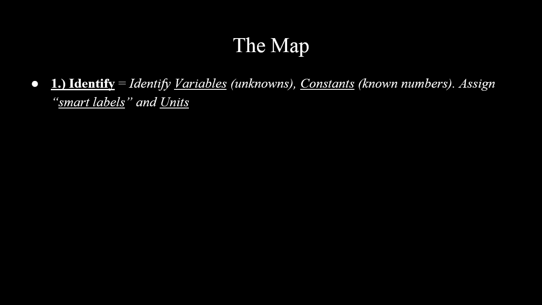And what are you identifying? All variables, which are your unknowns, constants, which are your known numbers, and you always want to give those variables a smart label. So for example, if we were talking about length, we might use the letter L because length starts with L. So we immediately know what our variable is referring to. And we're also going to assign units to each variable and constant. So if we're talking about length in feet, we would assign the units feet.